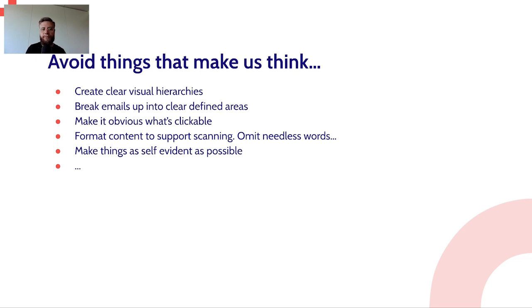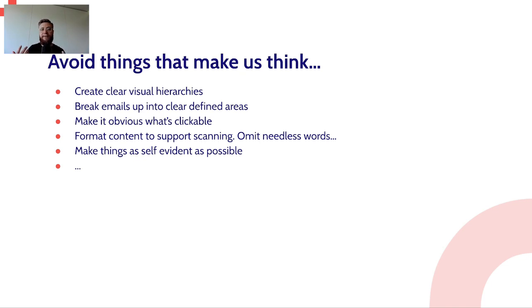Of course, we want to send out a very scannable newsletter with content that's important for a wide range of people. It's very important that we decide to make a newsletter that avoids making the user think, but that allows the user to absorb the information quickly, right? So that's why I wrote down: avoid things that make us think. So how can we do that?